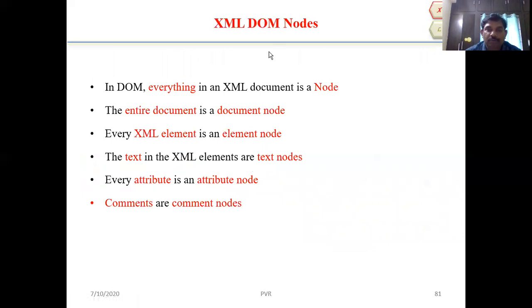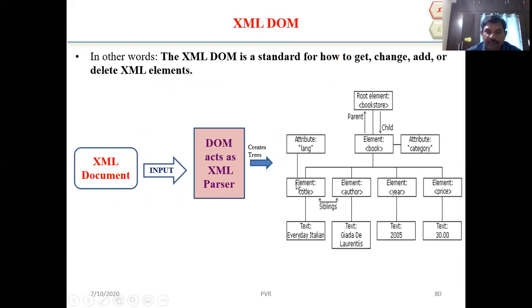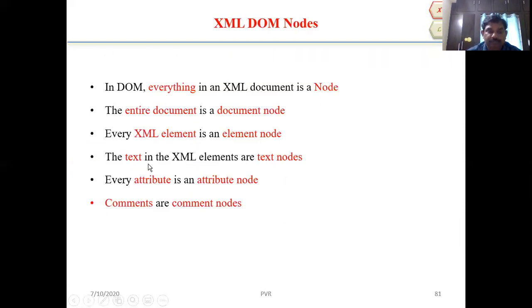Here are XML DOM nodes. In the DOM, everything in an XML document is a node. Title is one node, author is one node, year is one node, price is one node, like that. The entire document is a document node. Every XML element is an element node. The text in the XML elements are text nodes. Every attribute is an attribute node. Comments are comment nodes.